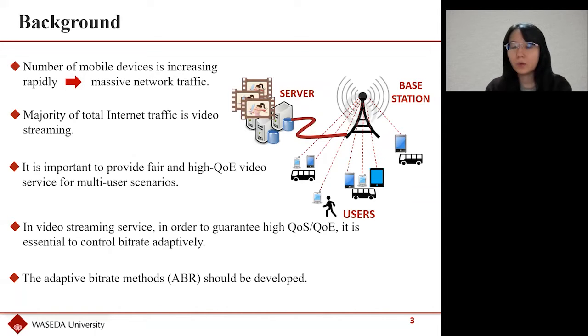Now, I introduce the background. With the number of mobile devices increasing rapidly, a large amount of network traffic has been generated. Among the total traffic, the majority is video streaming. It is important to provide fair and high QoE video services for multi-user scenarios in video streaming service. In order to guarantee high QoS and QoE, it is essential to control bitrate adaptively. Thus, the adaptive bitrate method should be developed.